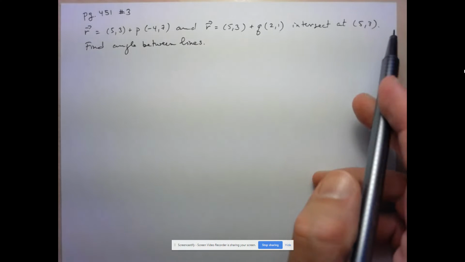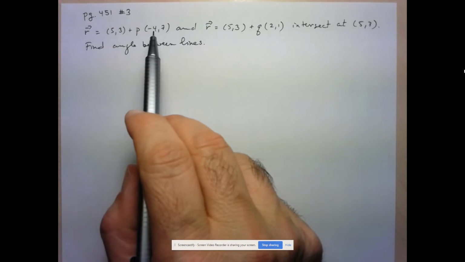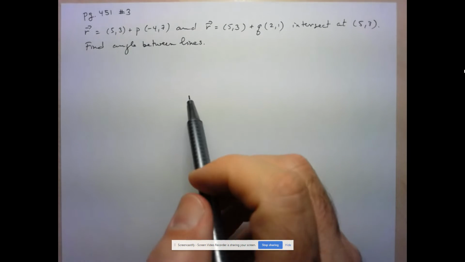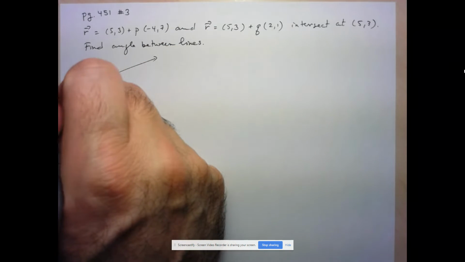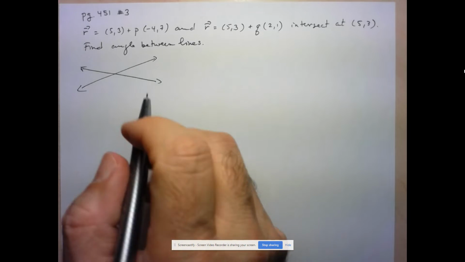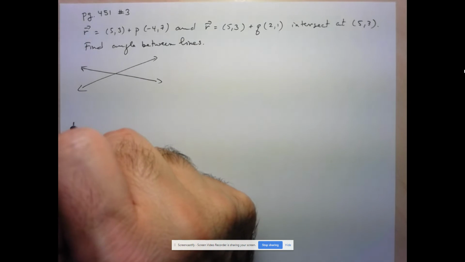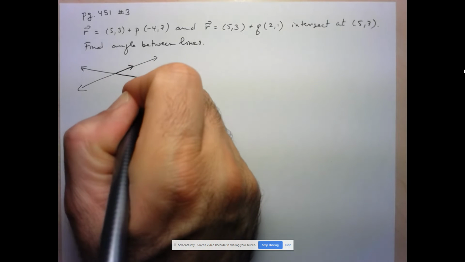I suppose they're telling us that they intersect, so they're indicating that these lines are not parallel or coincident, although we would have known that by looking at the direction vectors, which themselves are not parallel. So remember that if I have two lines, 2D here, that intersect, we look for the acute angle between them. And finding that angle is equivalent to finding the angle between the two direction vectors.